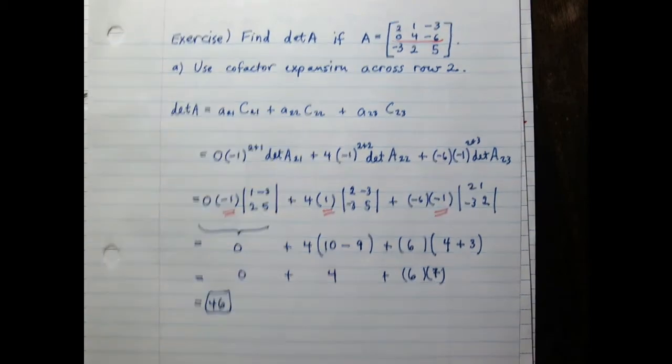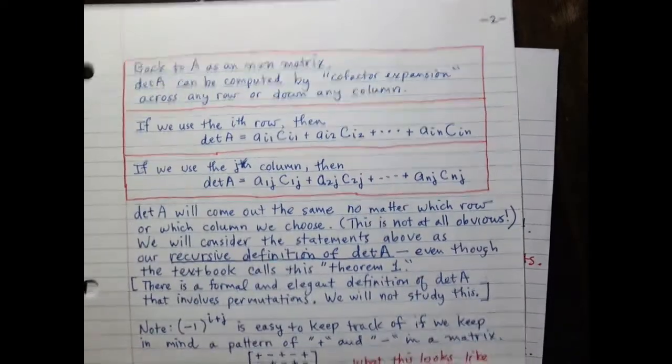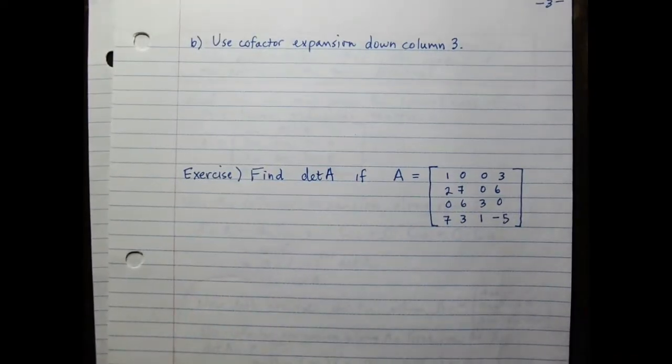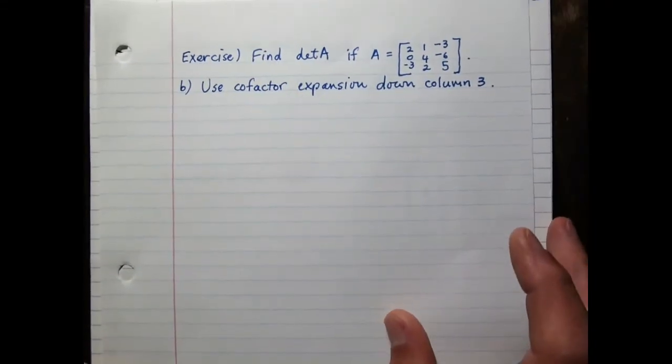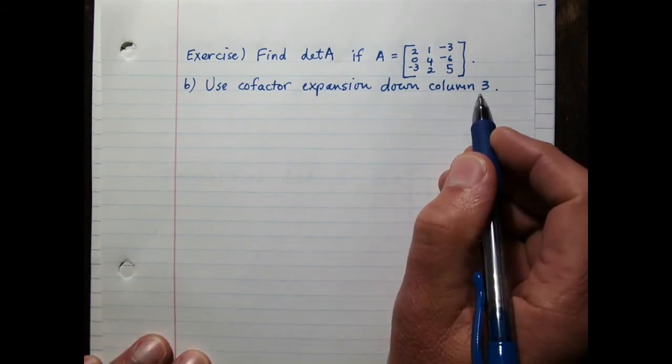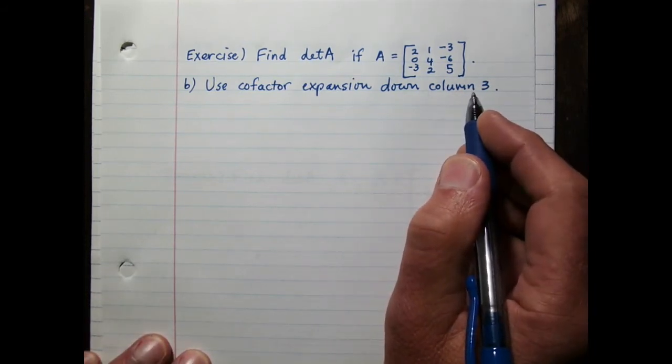All right, now let's go on to the next page. We're going to calculate the exact same determinant again. And I wrote out the exercise on a separate paper. And this time we're going to use cofactor expansion down column 3.